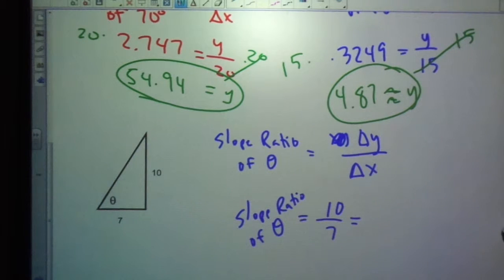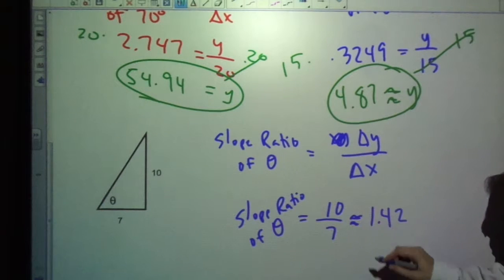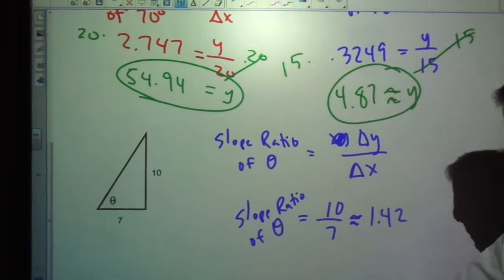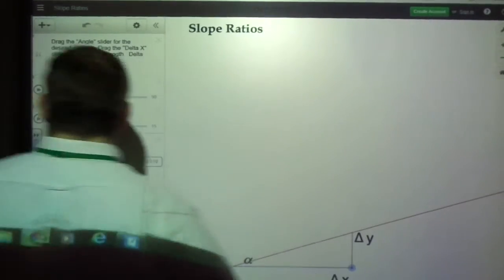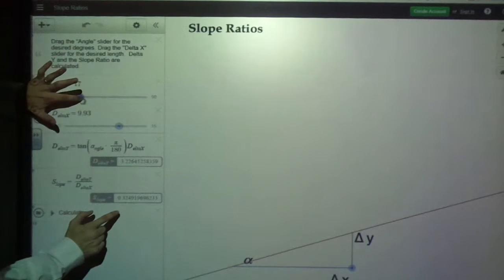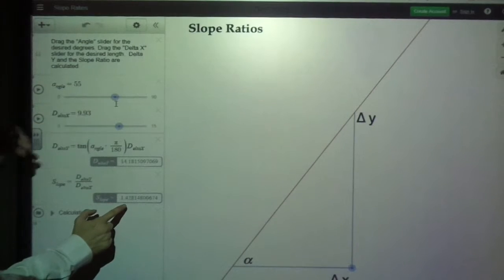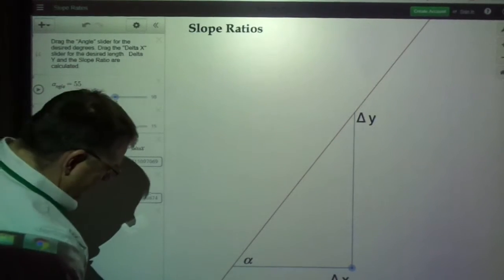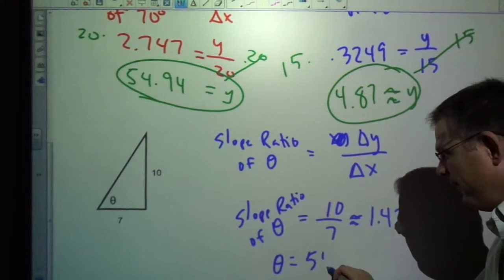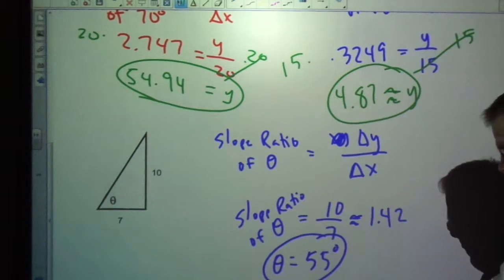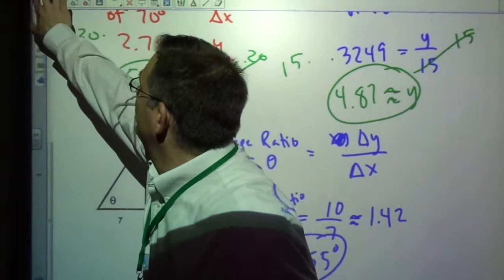Can I make this into a decimal? 1.42. So I'm looking for what angle has a slope ratio of 1.42. And if I go here, I'm going to look at where's the angle that gives me 1.42. And that is, right side, there it is, 55 degrees. So that tells me that the angle that I'm trying to find, this theta, is 55 degrees, because that's the angle that has a slope ratio of 1.42. Okay, now I'm going to call a friend to come in and try to show you the next problem.